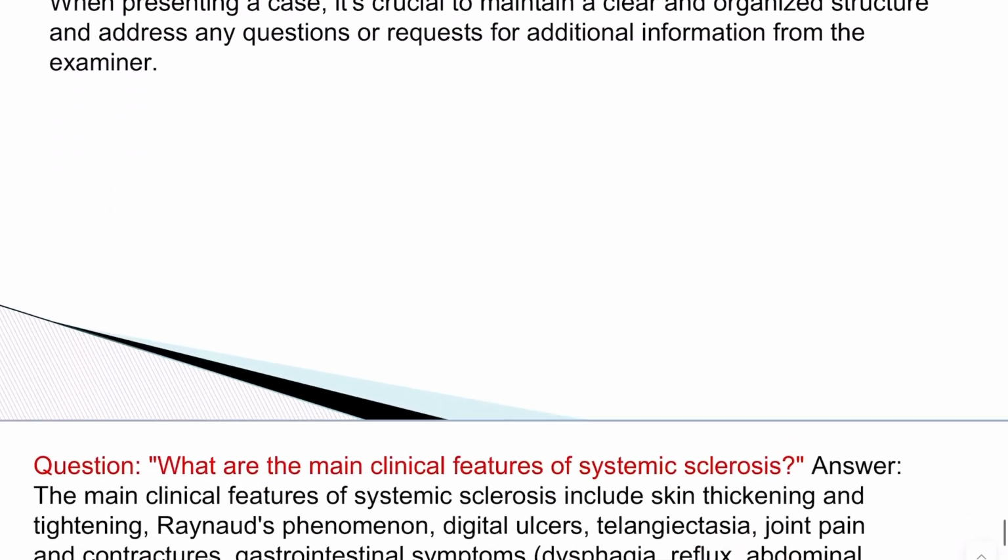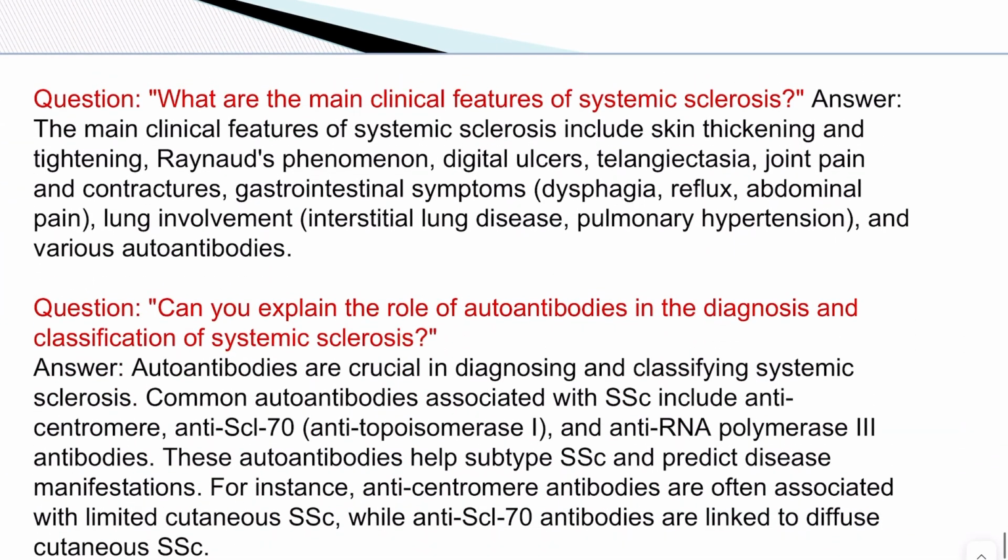So this is about the presentation. Then there are some questions which could be asked by the examiner. I have put a few here along with the answer. So the examiner may ask, what are the main clinical features of systemic sclerosis? The main clinical features include skin thickening and tightening, Raynaud's phenomena, digital ulcers, telangiectasias, joint pain and contractures, GI symptoms, dysphagia, reflux, abdominal pain, lung involvement, interstitial lung disease, pulmonary hypertension, and various autoantibodies.